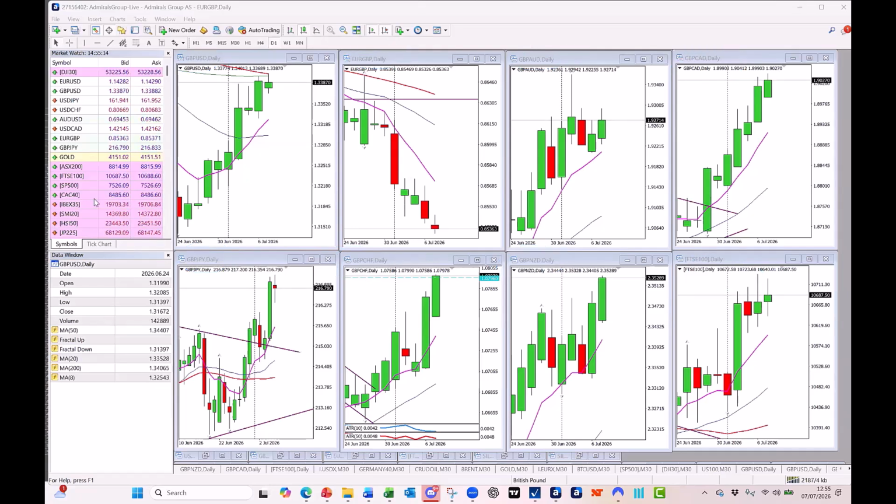So what we have seen is pound against yen, sterling strength. Pound against dollar, sterling strength. Pound against Swiss, sterling strength. Pound against Aussie, sterling strength. Pound against Kiwi, sterling strength. Pound against Canadian dollar, sterling strength. Euro against sterling, that is sterling strength.